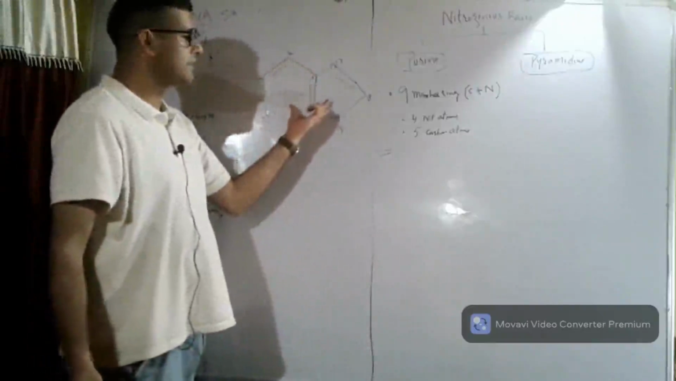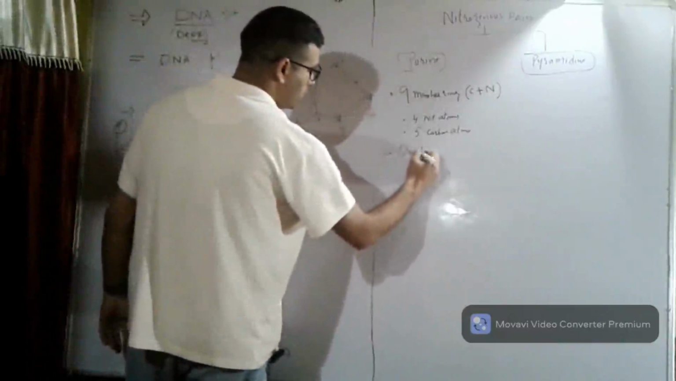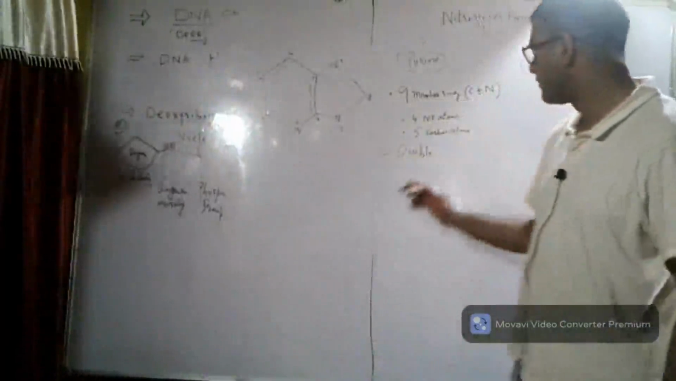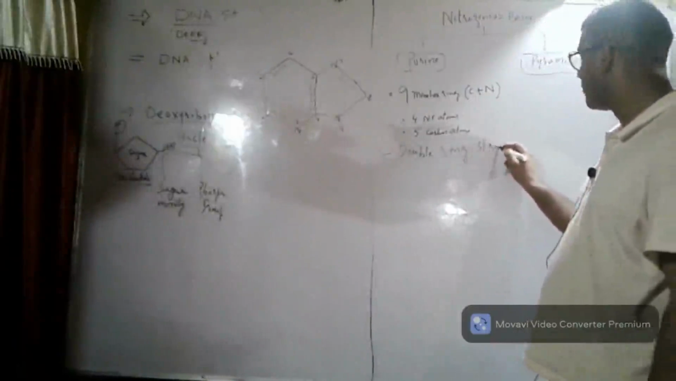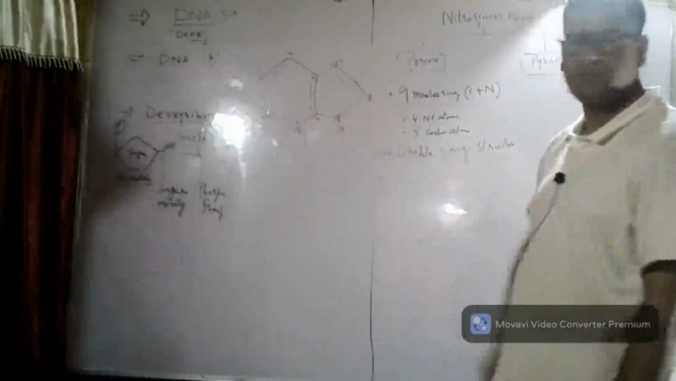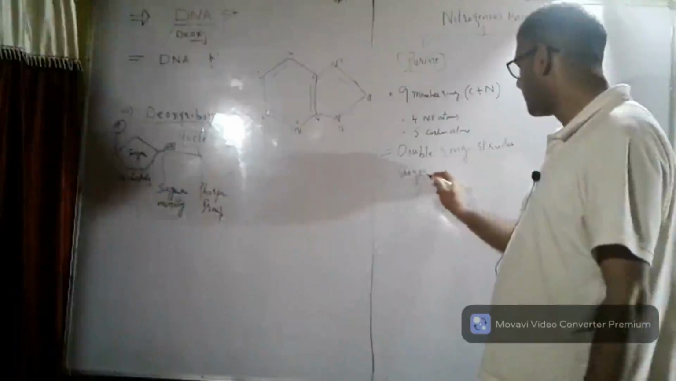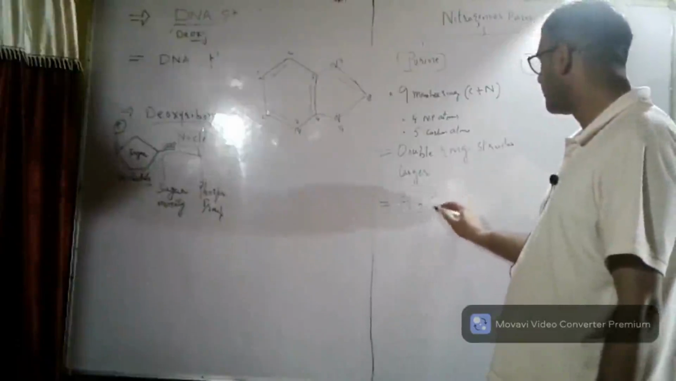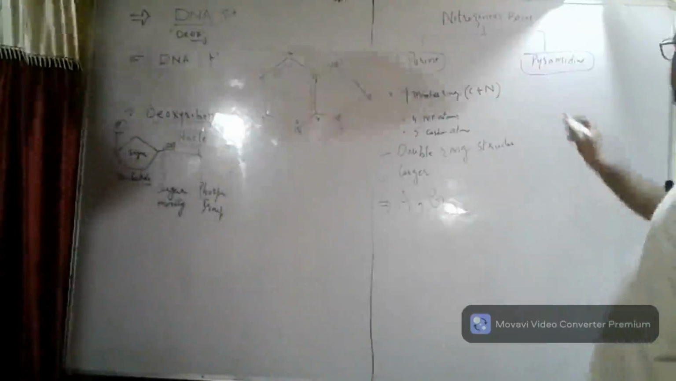It is not a single ring structure, but a double ring structure. Purines are all double ring molecules, and these purines are comparatively larger as compared to pyrimidines. We have 2 types of purines, that is adenine and guanine.